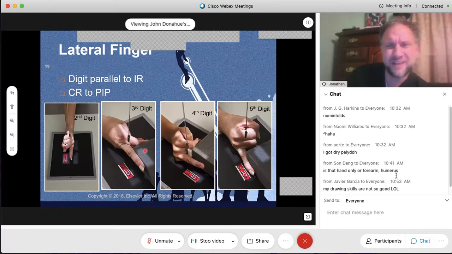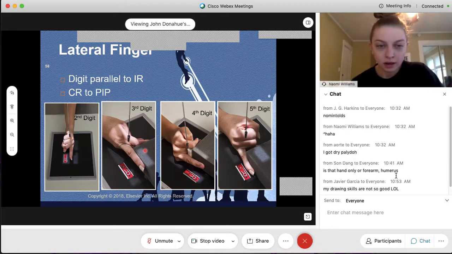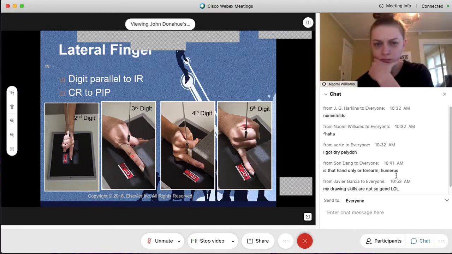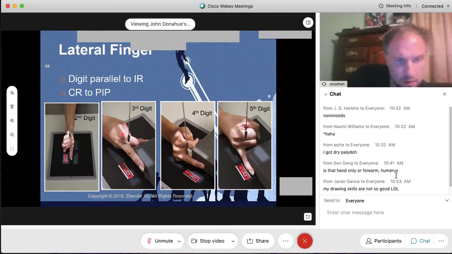Y'all can correct me if I'm wrong. Did Mr. Fong tell us just for the second digit? I thought I remember that, but I'm not sure. Yeah, I remember that too. He did say. Also, this image here in the PowerPoint, it looks like the thumb side is up, right? For the third digit? What do y'all think? Yeah, I think I see that too. Yeah. That's the right hand? No, you're right. You're right.